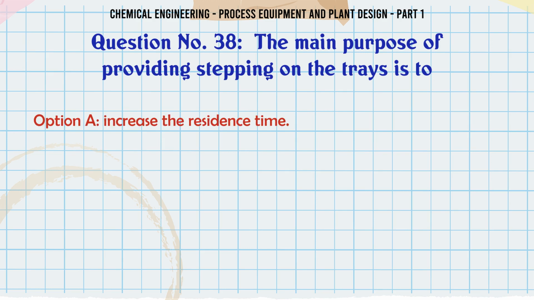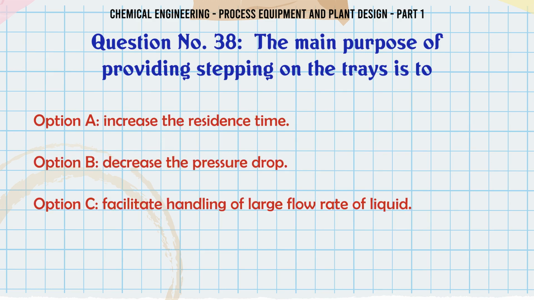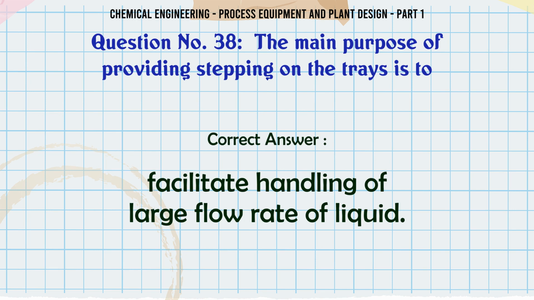The main purpose of providing stepping on the tray is to A. Increase the residence time. B. Decrease the pressure drop. C. Facilitate handling of large flow rate of liquid. D. Improve the flow condition. The correct answer is facilitate handling of large flow rate of liquid.